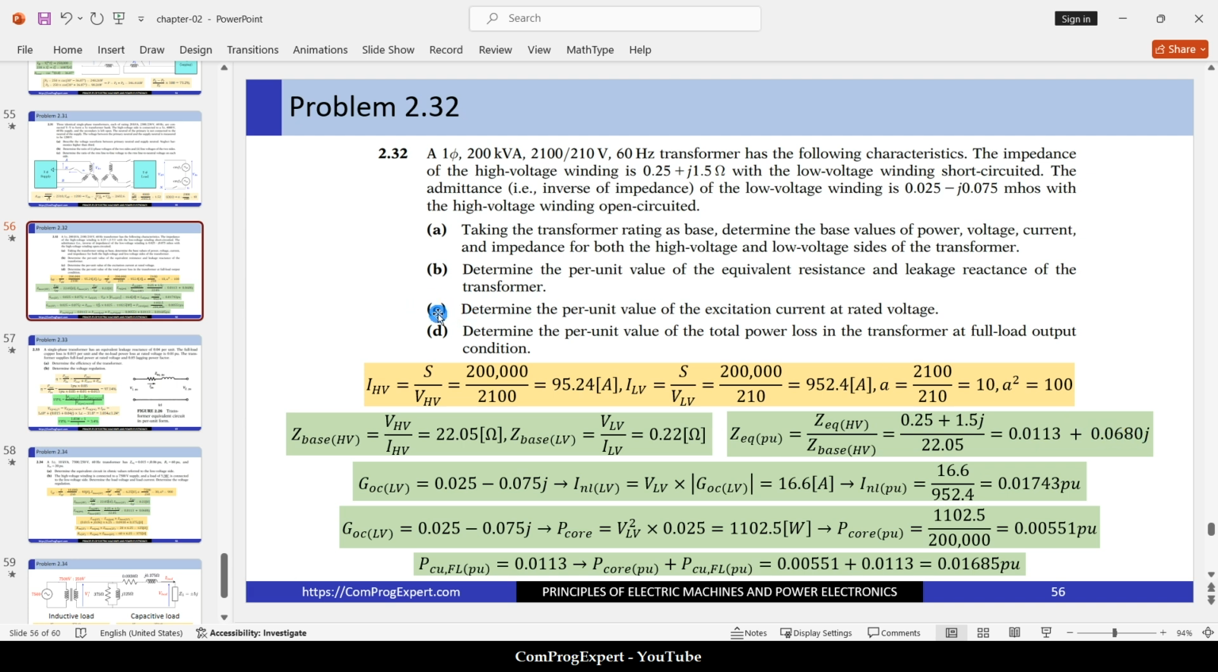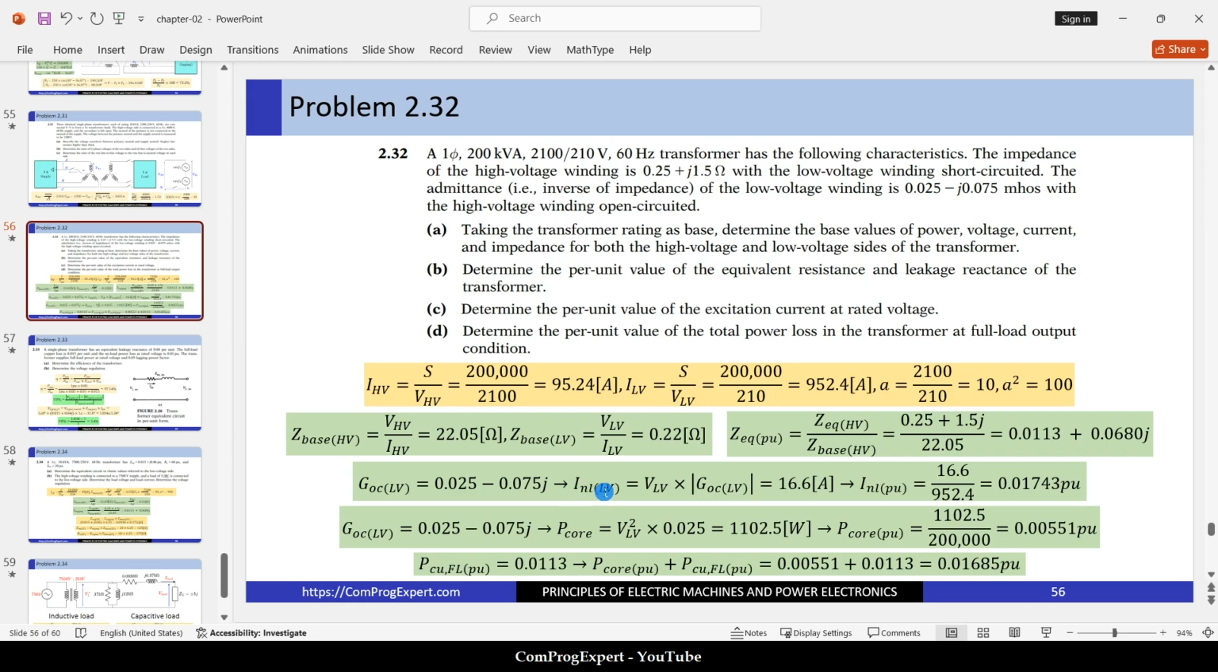Part C, determine the per unit value of the excitation current at rated voltage. What is the excitation current? It is the current of the excitation branch, when one side is open circuit. So the admittance in the open circuit test is given. The admittance of the open circuit for the low voltage side.